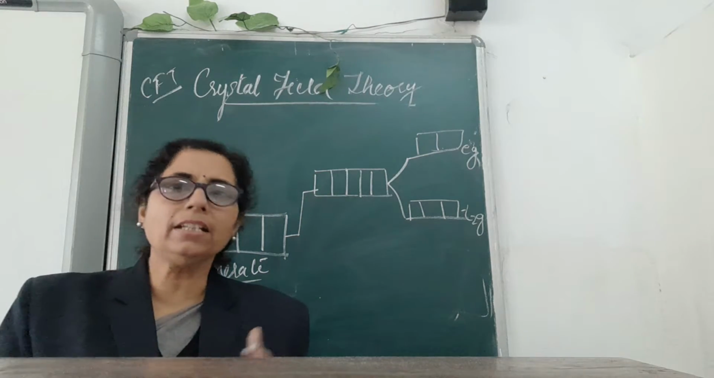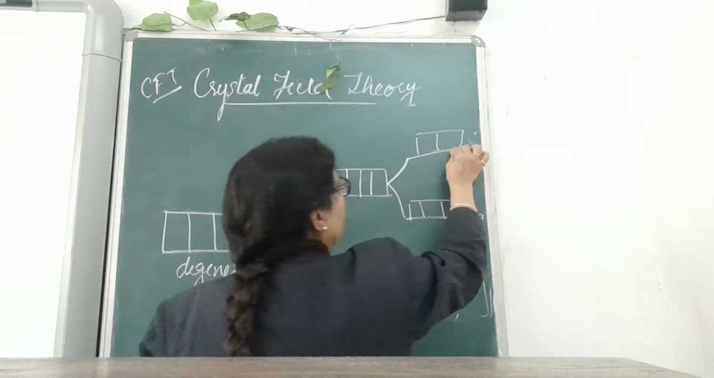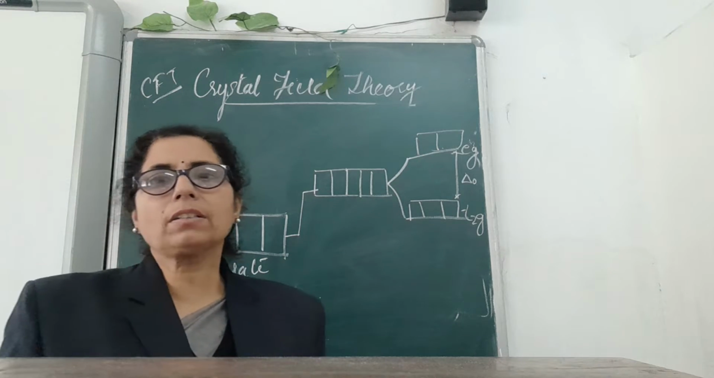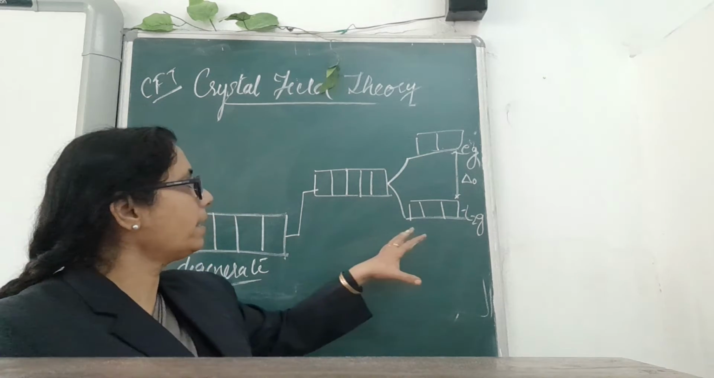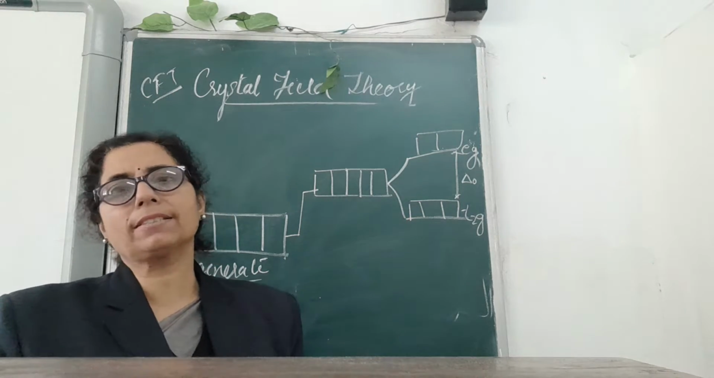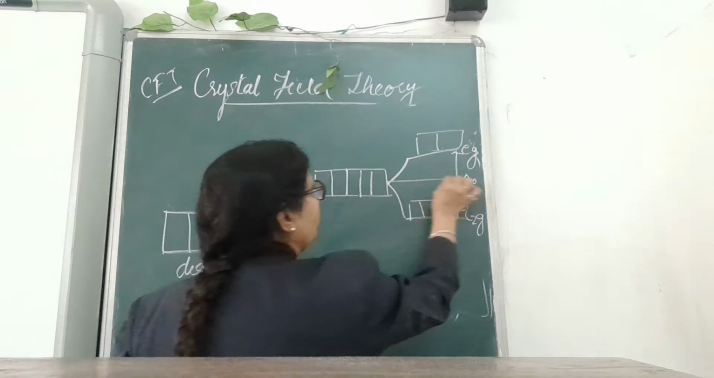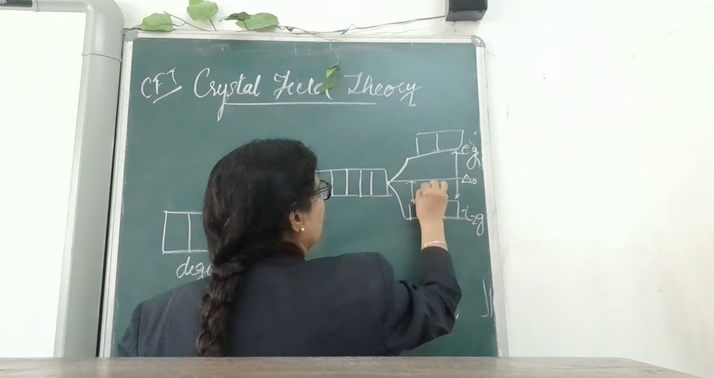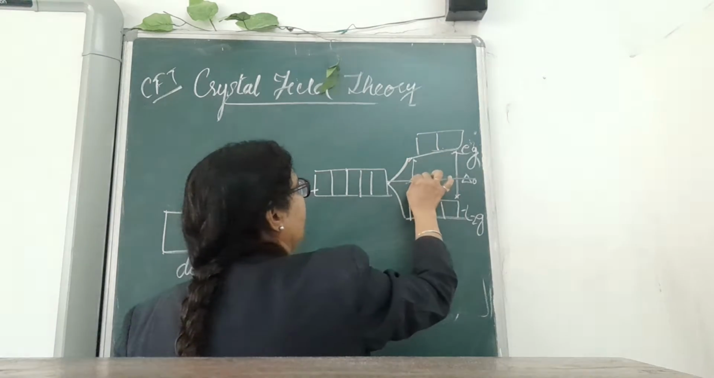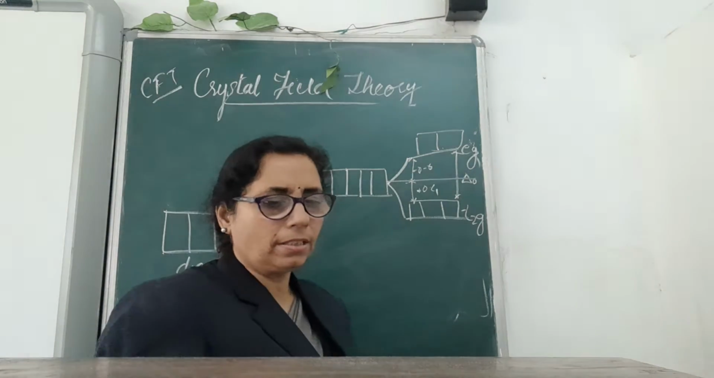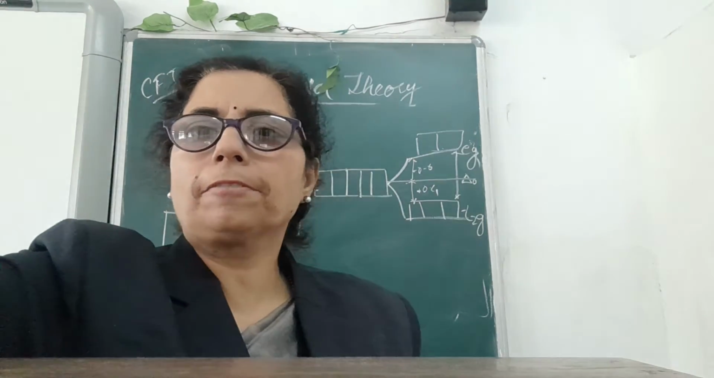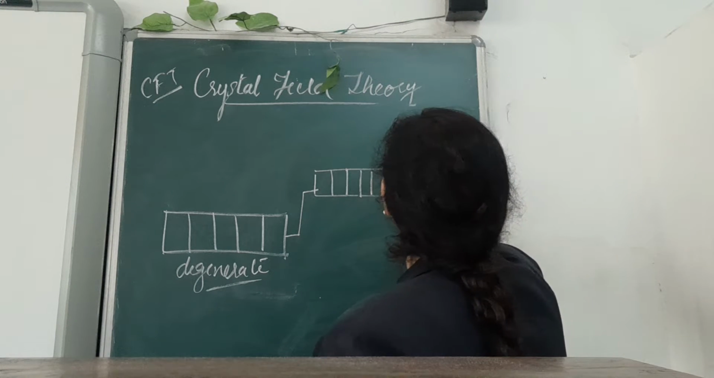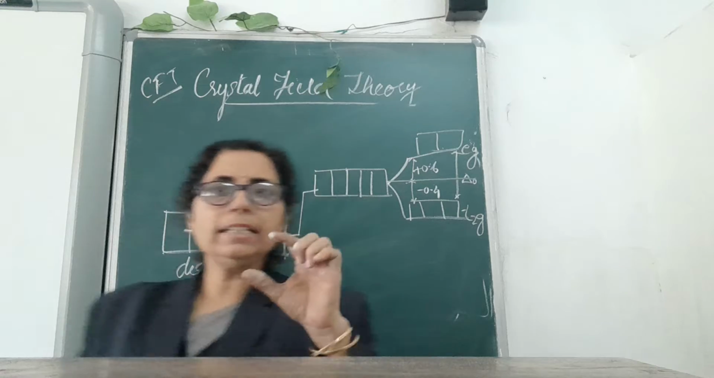The difference between the energy of these 2 sets of orbitals is represented by delta naught. This O represents octahedral complexes. That means in octahedral complexes, the splitting of orbitals takes place in such a way. Here the lower part is minus 0.4 and the upper energy level is plus 0.6. Sorry children, this part is minus 0.4 and this is plus 0.6. These are the energy differences.